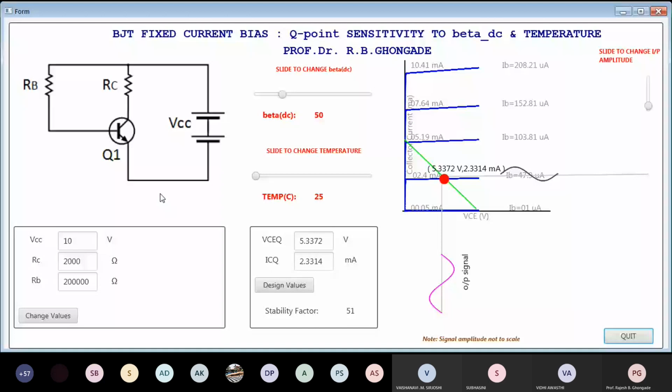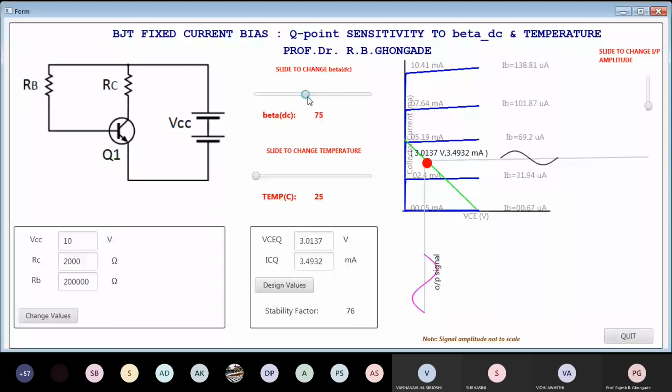So this is software again written by me to demonstrate the change in the Q point and all those effects. Let us take our very first example that we have already seen, and see how the changes in beta and the changes in temperature affect the Q point. This is an easy way of understanding the concept. The very first thing is your fixed current bias. Let us adjust the beta to 100.